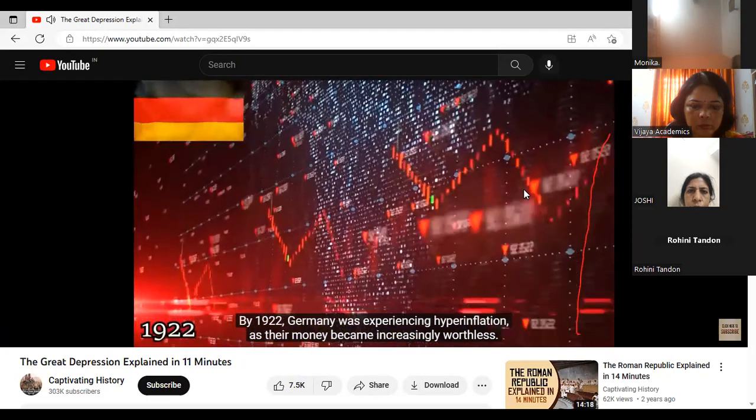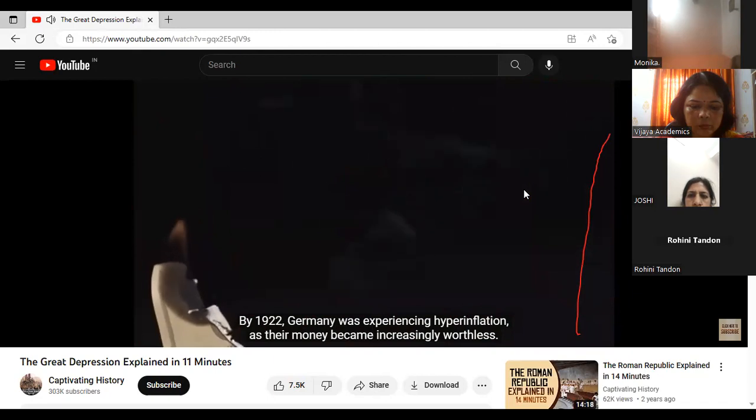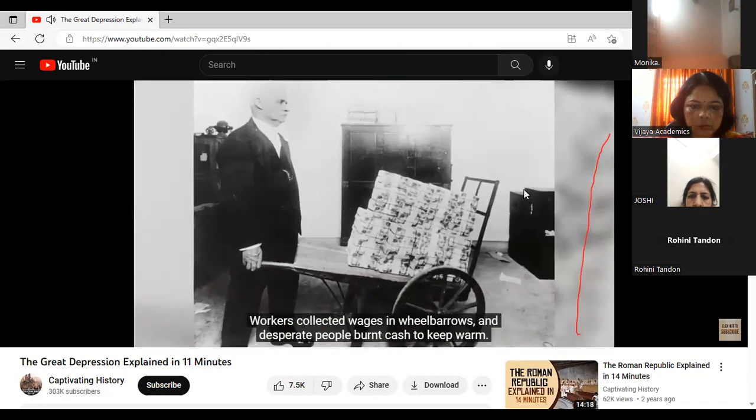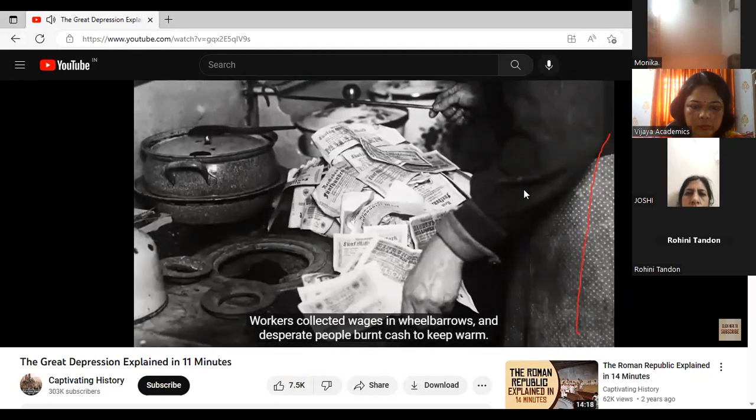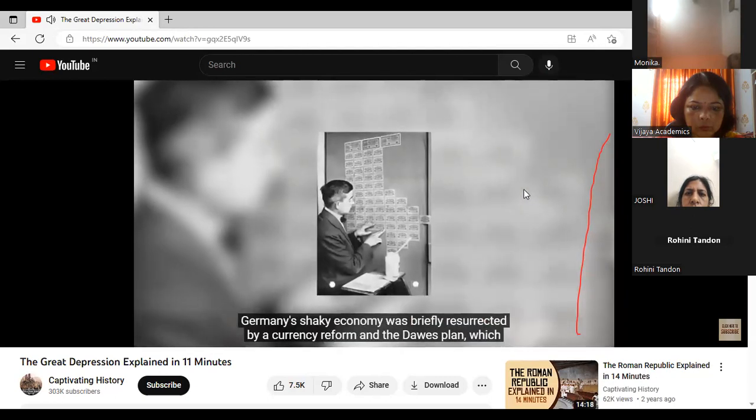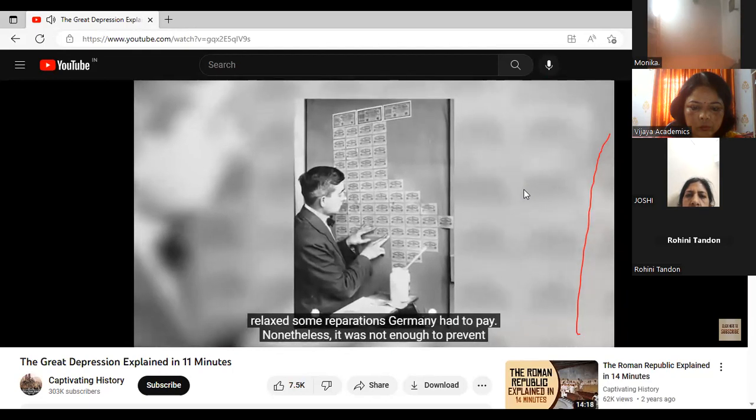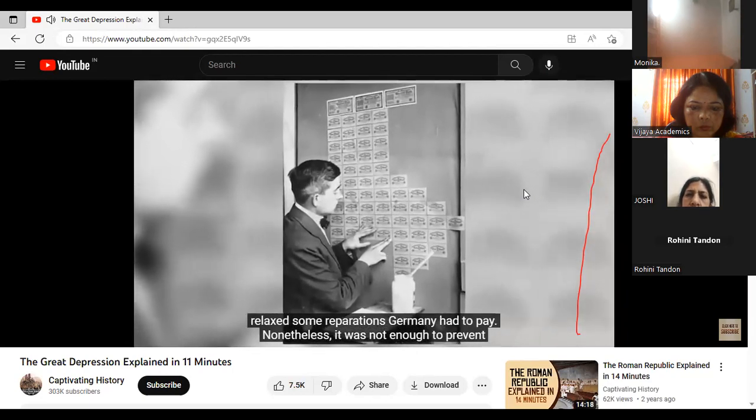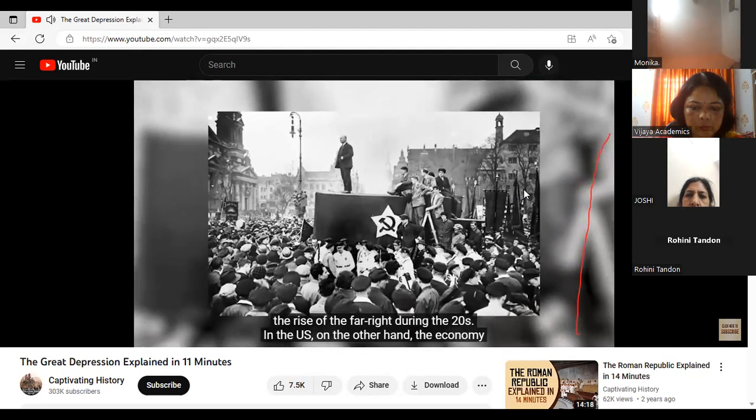In 1922, Germany was experiencing hyperinflation as their money became increasingly worthless. Workers collected wages in wheelbarrows, and desperate people burned cash to keep warm. At its lowest point in 1923, 1 trillion German marks was worth $1 US. Germany's shaky economy was briefly resurrected by a currency reform and the Dawes Plan, which relaxed some reparations Germany had to pay. Nonetheless, it was not enough to prevent the rise of the far right during the 20s.